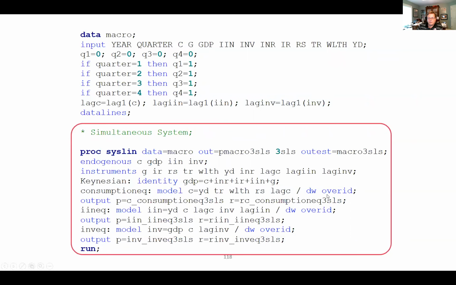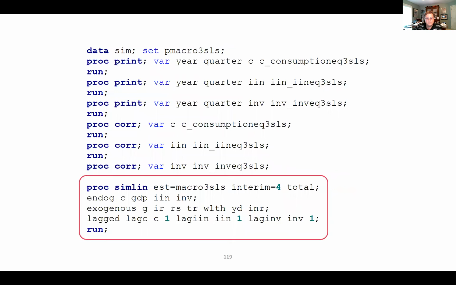Here's the over ID test based on Basmann. I didn't go into detail on that. That's another way to verify the over-identification issues.